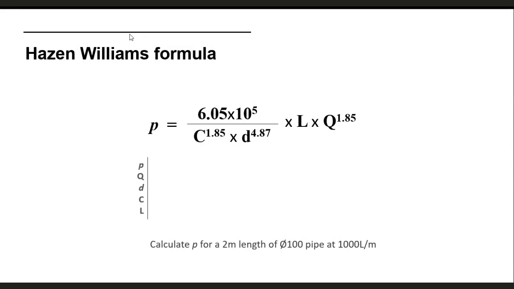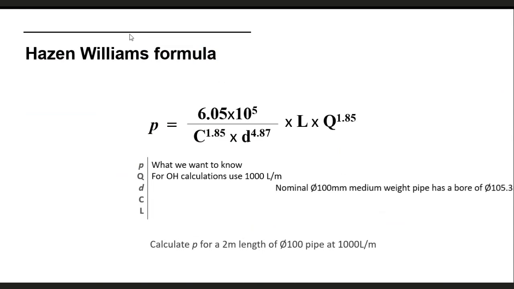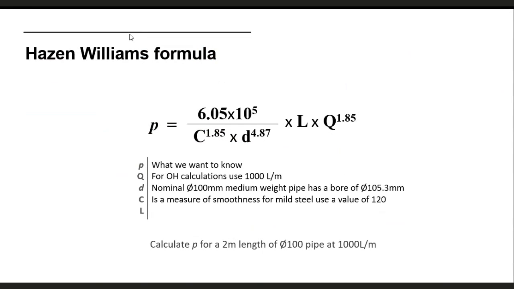So we put some numbers into the equation. P, that's what we want to know. That's what we're trying to calculate. Q, we're going for 1,000. D, remember that's a nominal 100 millimeters. It wouldn't make a massive difference in this calculation, but actually the internal diameter is 105.3. And C, for mild steel, we use a value of 120.